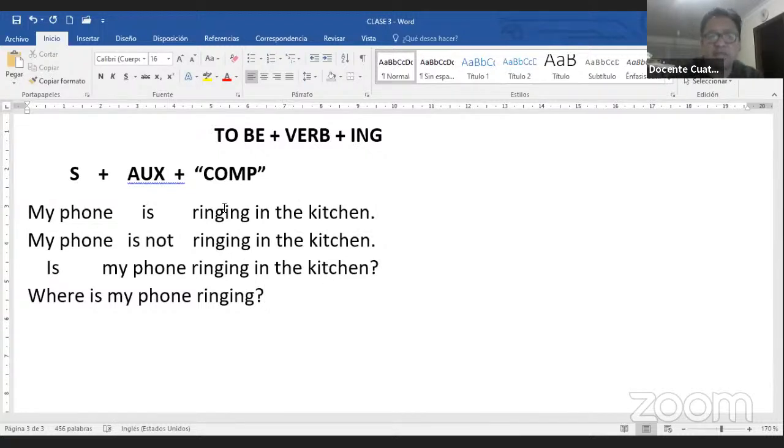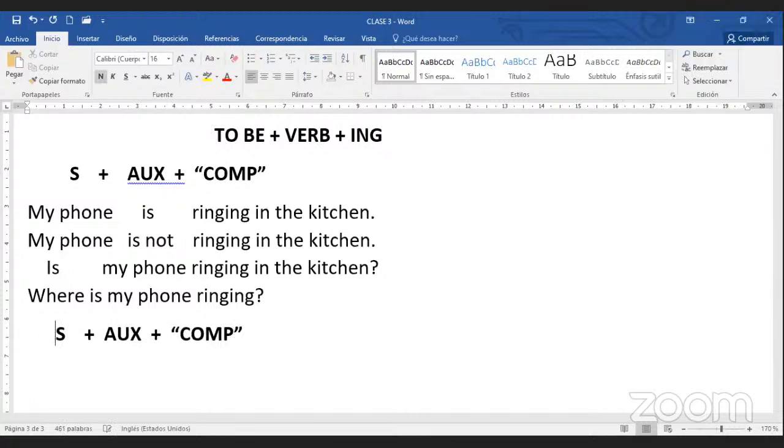Nice. So remember, what's the idea of the continuous? In Spanish, endo for the verbs. Mi teléfono está timbrando en la cocina. That's the idea for the continuous. Okay? Nice. So now let's work in the past. Okay, Liber.